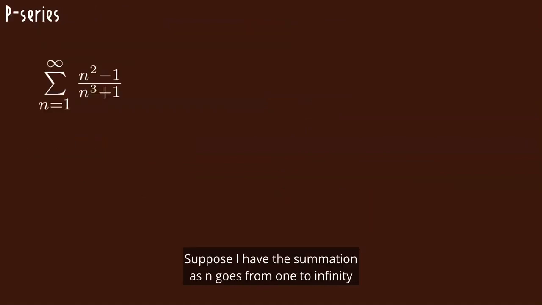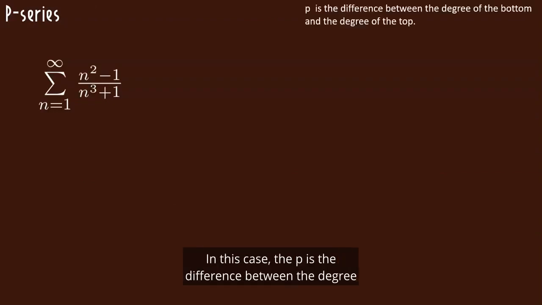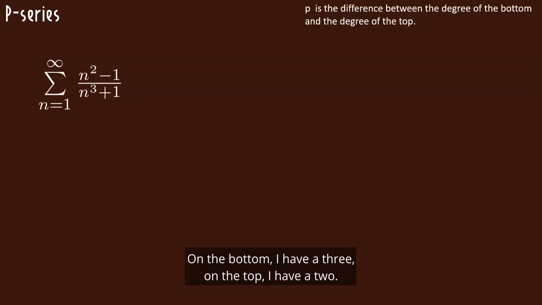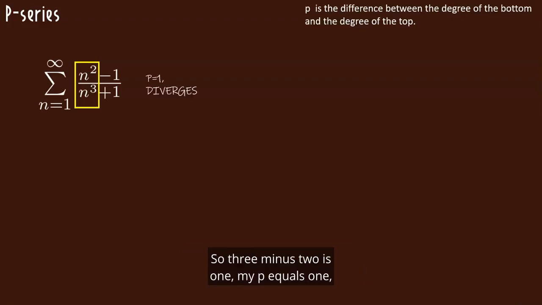Suppose I have the summation as n goes from 1 to infinity of n squared minus 1 over n cubed plus 1. In this case, the p is the difference between the degree of the bottom and the degree of the top. On the bottom, I have a 3. On the top, I have a 2. So 3 minus 2 is 1. My p equals 1, which means this sucker diverges.